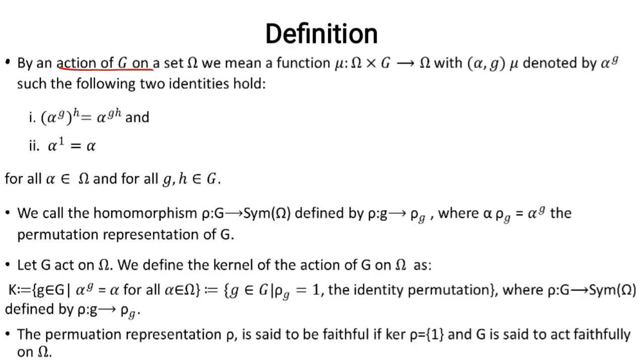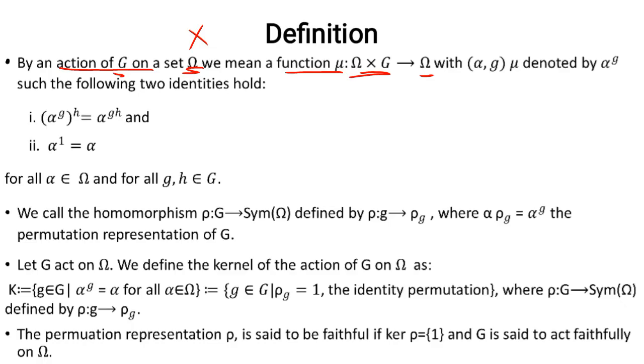A group action is the action of a group G on a set Omega. You could change the notation to whichever notation you want; it could be G acting on a set X. In our case, it's acting on a set Omega. When it does act on this set, we have a function mu that acts on the direct product of the set with G and takes it back to the set Omega. We defined direct product in our last class, if you recall.